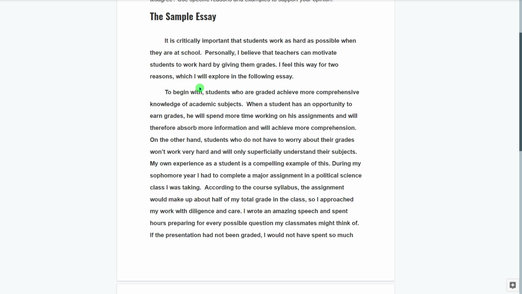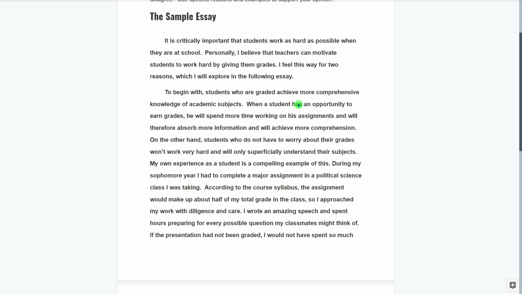After the topic sentence, you should write what I call explanatory sentences. This is one or two or three sentences that go into more detail about this argument. So here I said, when a student has an opportunity to earn grades, he will spend more time working on his assignments and will therefore absorb more information and will achieve more comprehension.